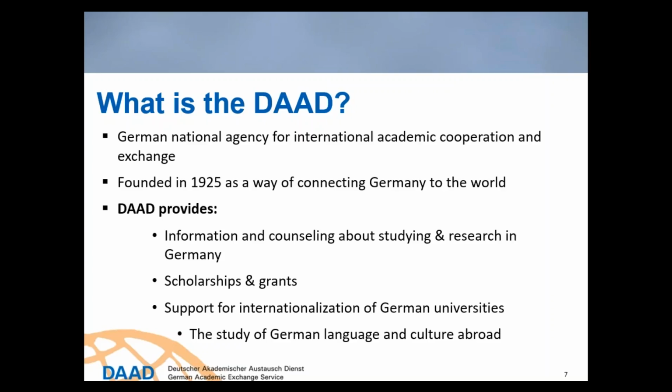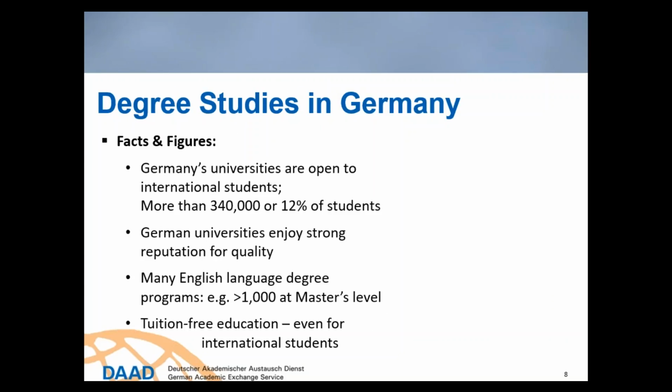So, moving on here to look at degree studies in Germany. As I mentioned, German post-secondary education is very international in its flavor. At present, more than 12% of the student body, or approximately 340,000 students in Germany at their universities, are international students. What is driving this interest, this international presence?